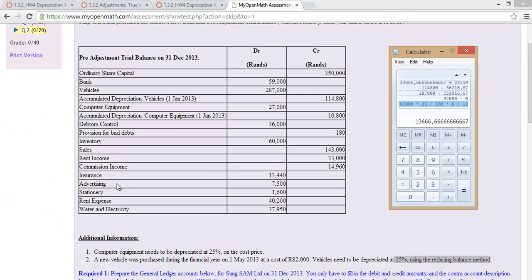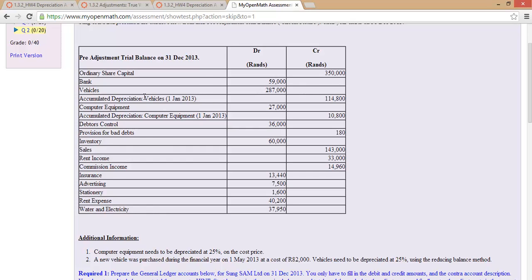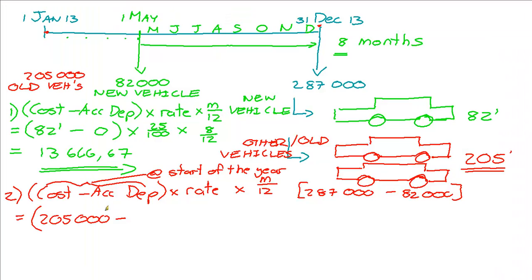So let's look at our information. All of these balances given in the trial balance was on the 31st of December, except for my accumulated depreciation on vehicles and computers. So the accumulated depreciation on vehicles was given on the 1st of January 2013, and that was given as 114,800. So I know that the full 114,800 relates to the older vehicles. None of the 114,800 relates to the new vehicle, because the new vehicle was only purchased on the 1st of May, and the balance of the 114 is given here on the 1st of January. So the full 114,800 relates to the old vehicles.